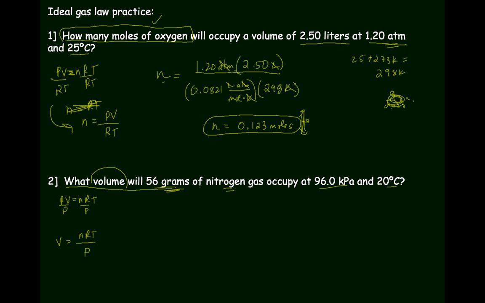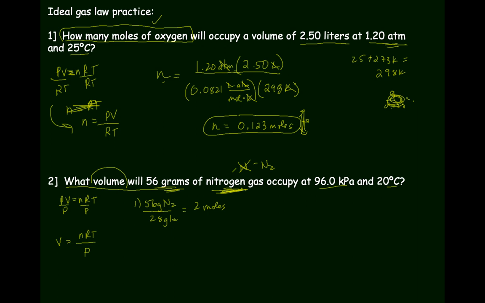Now, I need the number of moles in order to do this, but I have 56 grams of nitrogen. So quickly, I'm going to say 56 grams of N2. Be careful. Nitrogen gas is not N. It's got to be N2. Easily make a mistake. So you can divide this by 28, which is 14 times 2 for nitrogen, grams per mole, and I'm going to get 2 moles. So now I have my 2 moles.